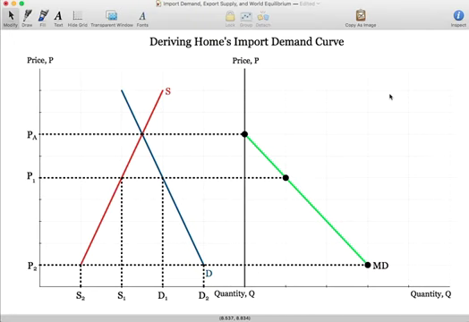So you can see that by using domestic supply and demand, we can derive the import demand for that home economy. And realizing that at a world price that is equivalent to the home market equilibrium, there is going to be 0 import demand. But as prices fall, import demand is going to increase. So we have a downward sloping import demand curve.